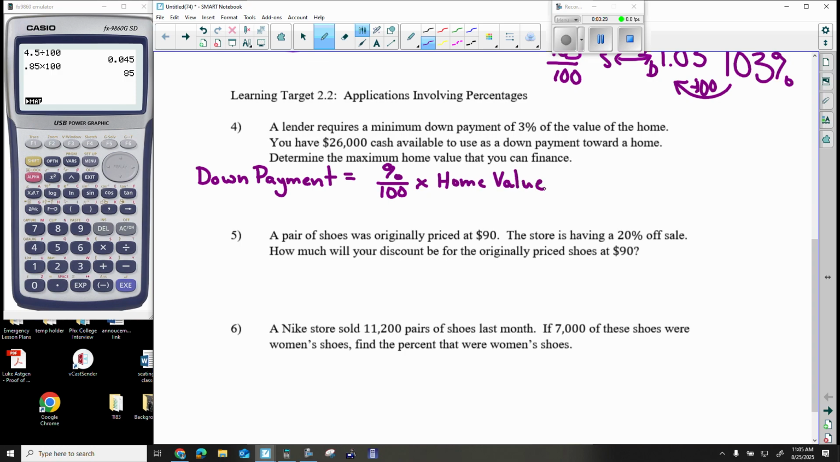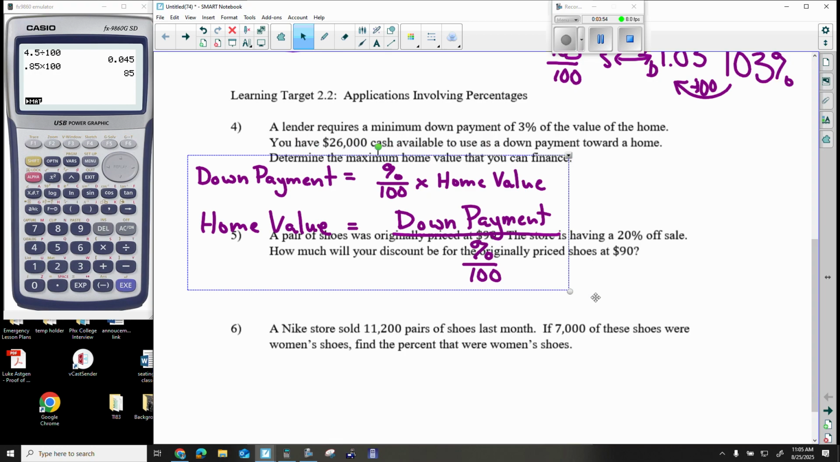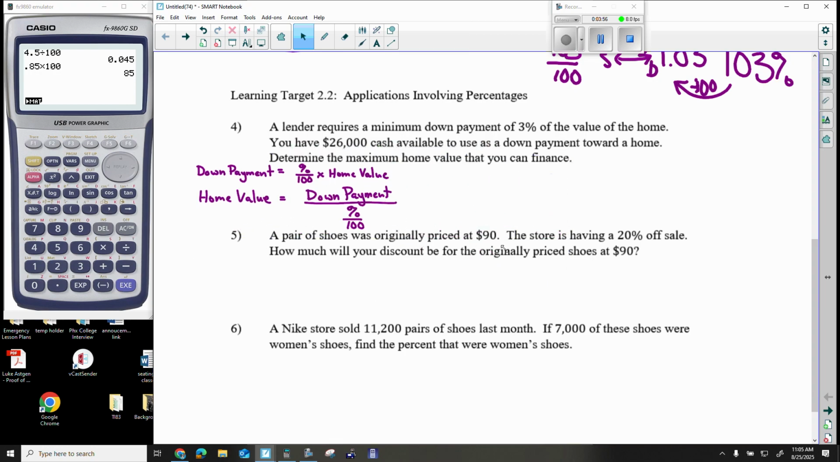If you're looking for the maximum home value, you take the down payment that you have available, the actual money, and divide it by the percent that you are required to put down. I'm not exactly sure what is on the official test, but these are the 2 formulas that will get you to what you need. This particular problem is asking us to determine the maximum home value.